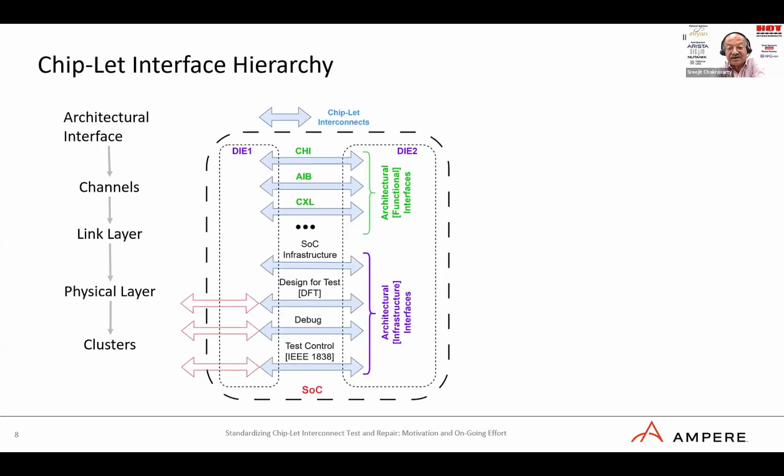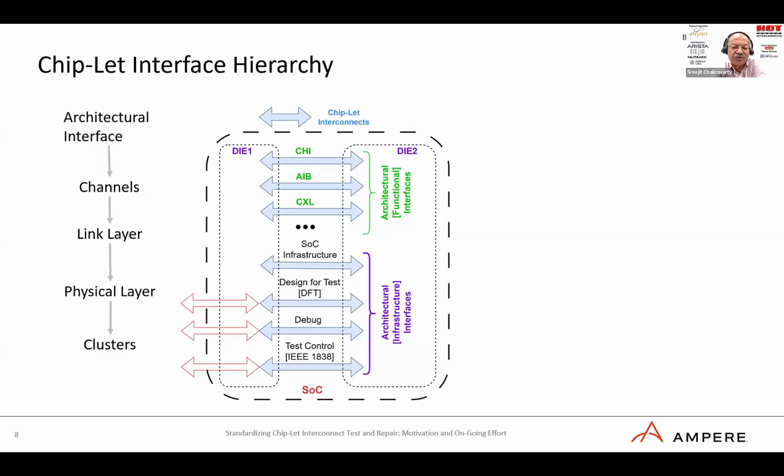Here is a cartoon of an SoC with two dies. At the architecture level, there are a lot of functional interfaces that we need to think about. I put in a few examples: the CHI interface, AIB, CXL, UCIe. You could add your own favorite interfaces. And definitely, when you design the SoC, you have to make sure that both dies support these architectural interfaces.